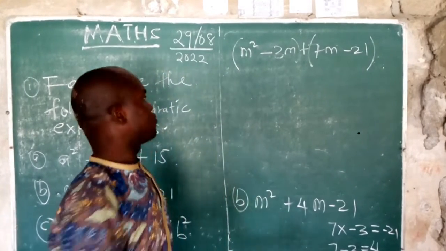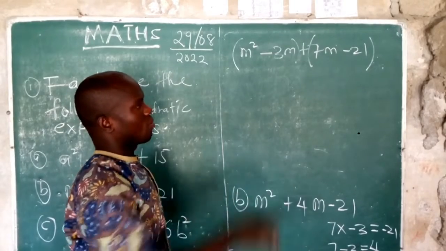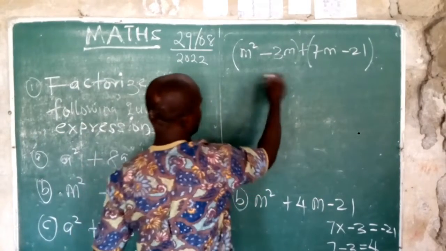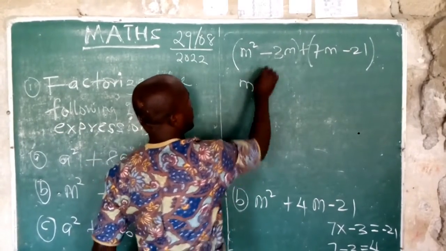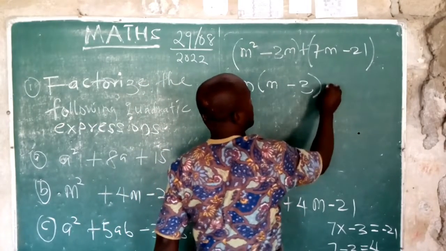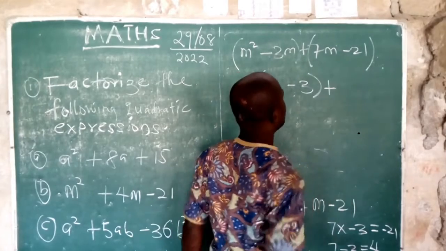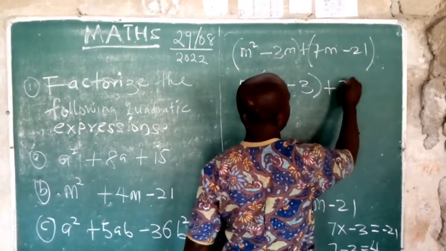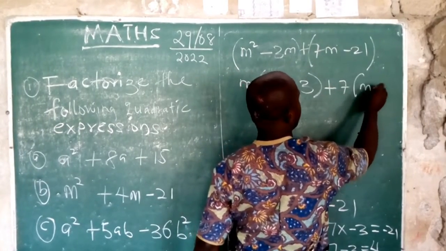The next thing now is you look for the common factor. What is common here is m. I have m into m minus 3. What is common here is 7. So I have 7 into m minus 3.